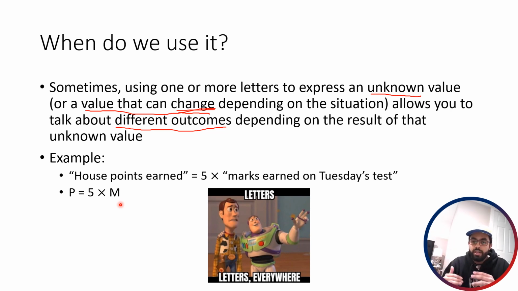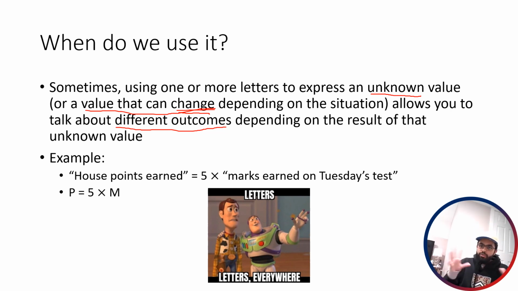Every single different student I look at, if you all got different grades on the test, that means one student got this many marks, so they're going to get some number of points. Another student got a different number of marks, so they're going to get a different number of points. So every single student I look at, the number of marks changes, which means the number of house points changes, even though they're all following this system. Every single student is getting 5 house points for every mark on the test, right? But every single student got a different number of marks, so you're all going to earn a different number of house points.